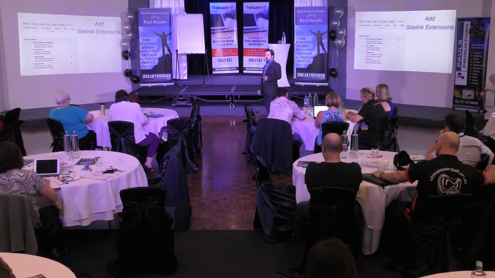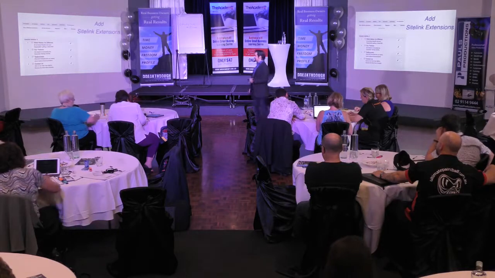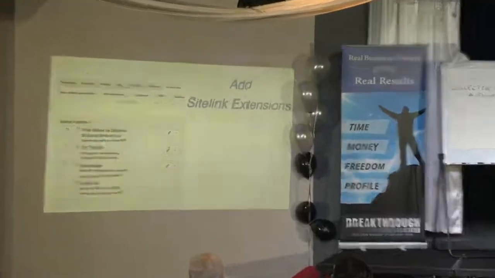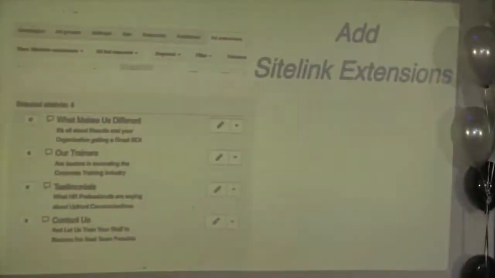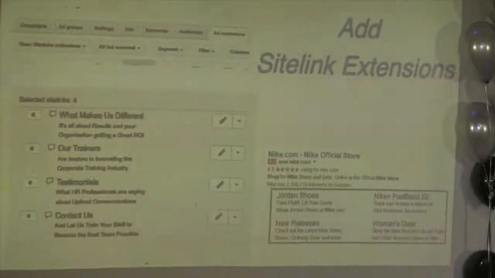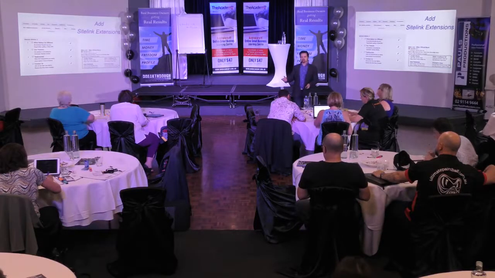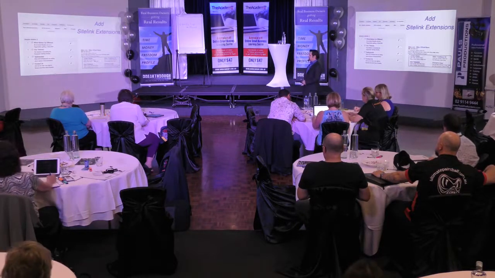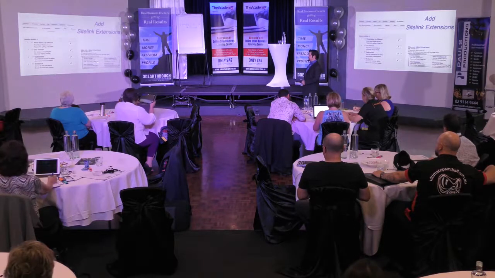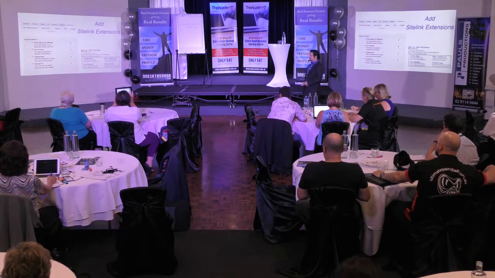Okay, so this is another way we can make our ads bigger, site link extensions. Here it's got a headline and a sub-headline. I'll show you what it looks like: what makes us different, our trainers, testimonials, contact us. These might be common pages on your site that people are interested in. In the Nike example, they've got Jordan shoes, take flight, lift your game, shop Jordan shoes at Nike, new releases, Nike Fuel Band, women's gear. Nike knows that these are popular areas, so if someone's searching for Nike, they might be interested in one of those.